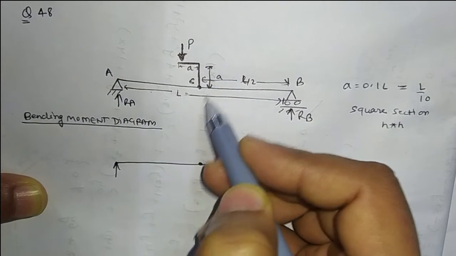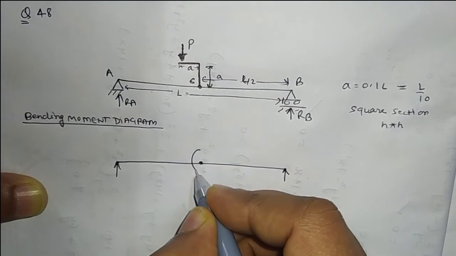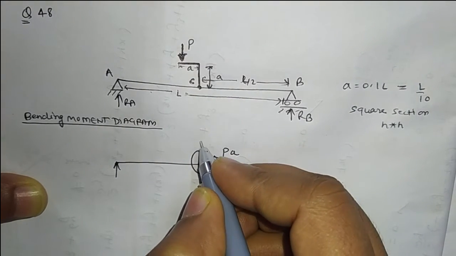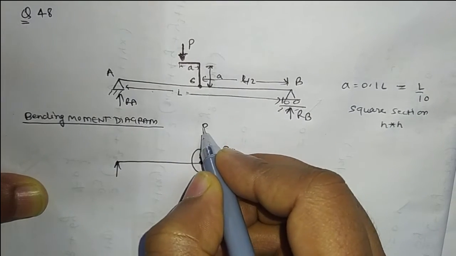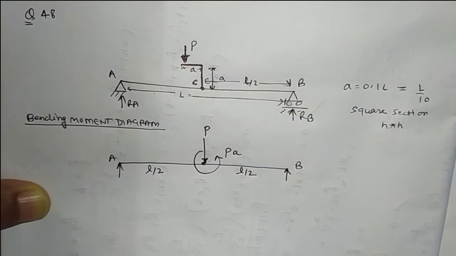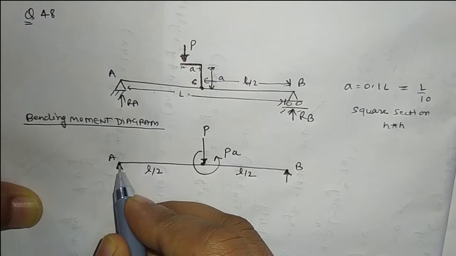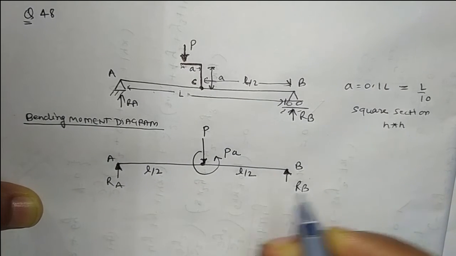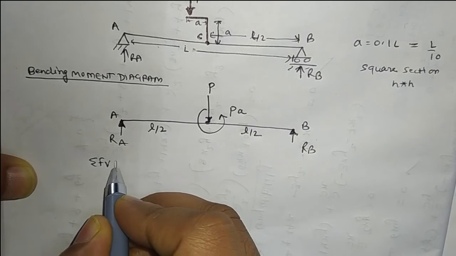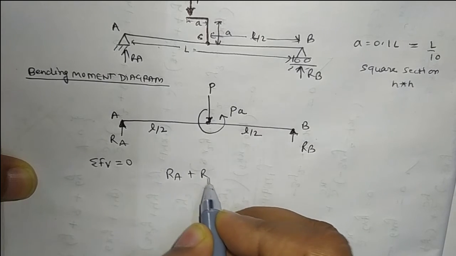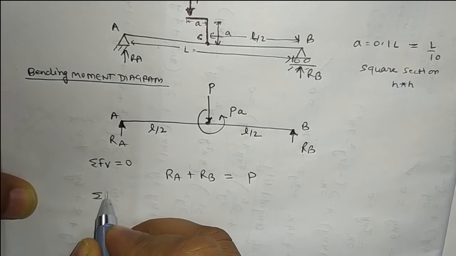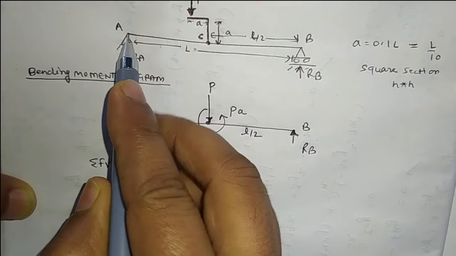This force P will produce an anti-clockwise moment about point C, which will be equal to P into A, and this force is superimposed at the point C. Now we have to find the reactions. We can use the equations of static equilibrium. Summation of all the vertical forces equal to 0, so RA plus RB will be equal to load P, and we are taking the summation of moment about point A equal to 0, which is the hinge point.